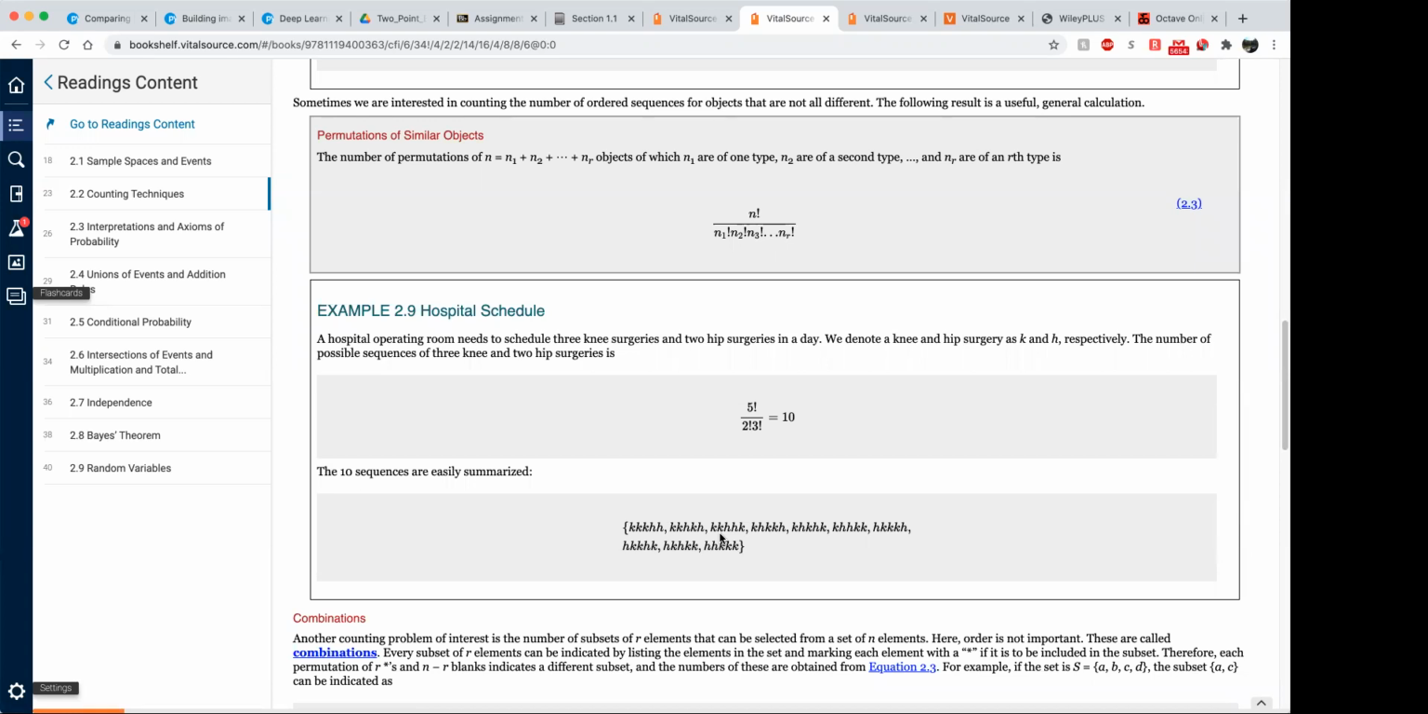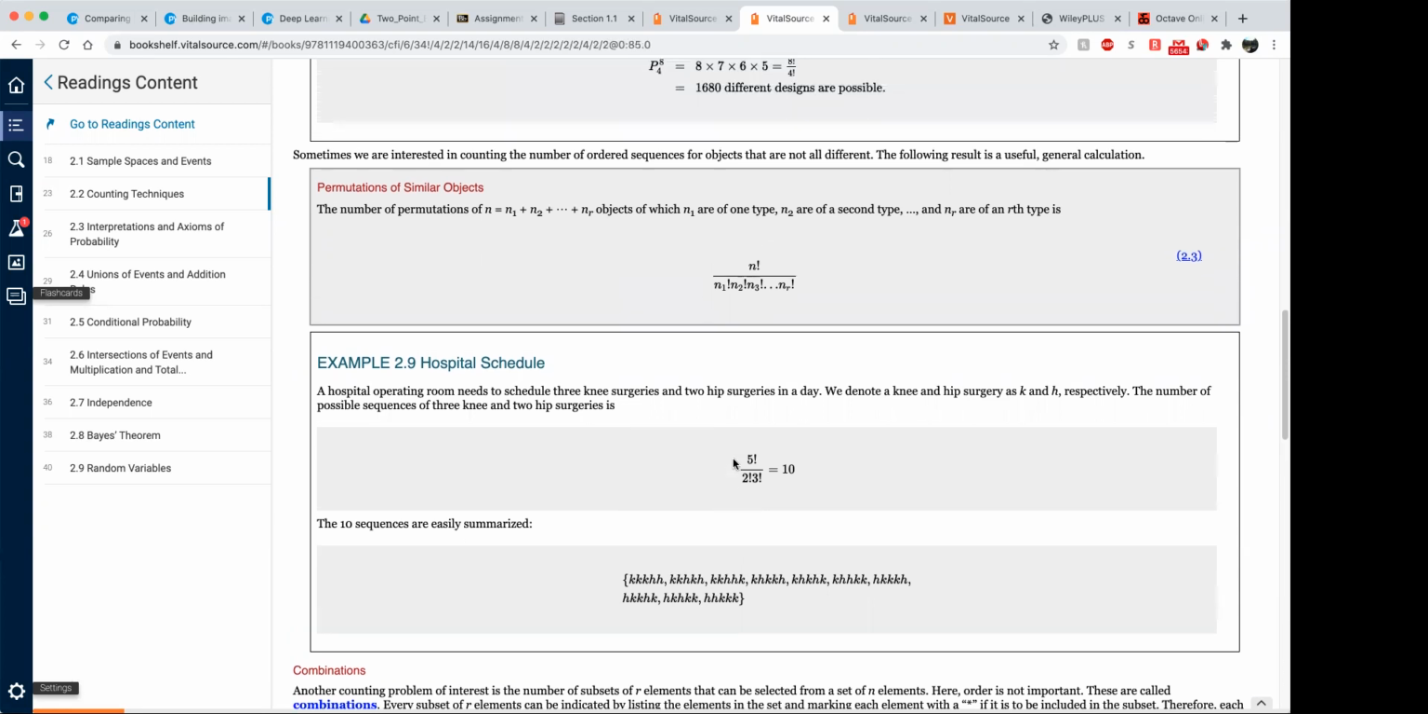So in this case, how can we figure out the total number of ways to arrange 3 K's and 2 H's, with 3 K's alike and 2 H's alike? Does order matter? Yes, order matters, because KH and HK are different, but not all 5 elements are different. Only two groups, group K and group H, are different, right? In that case, we use the permutation of similar objects.